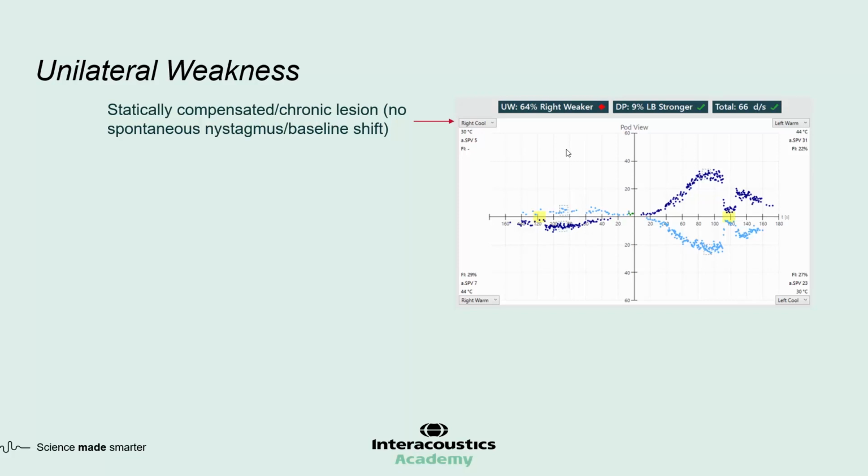Can we say anything else about this test? Because all of the tests are centered around 0, that means this patient has no spontaneous nystagmus, which really what it means is that this is more than likely a chronic lesion. It's a statically compensated lesion. If it was an acute one, you'll see all the irrigations shifted to one direction or another.